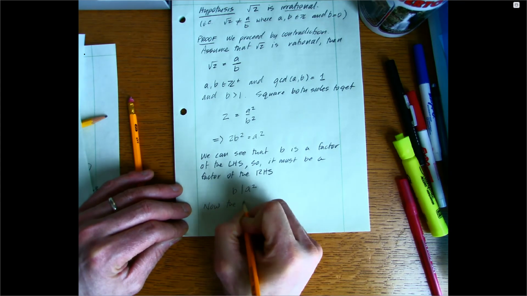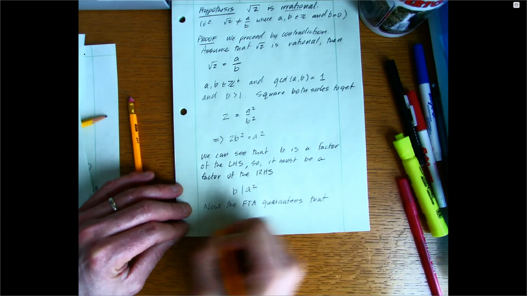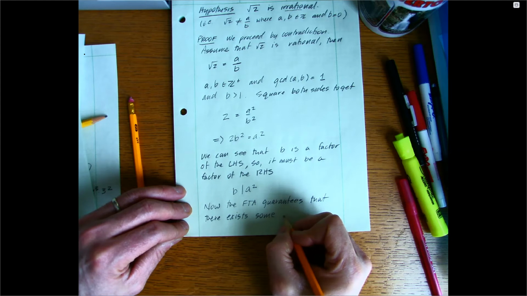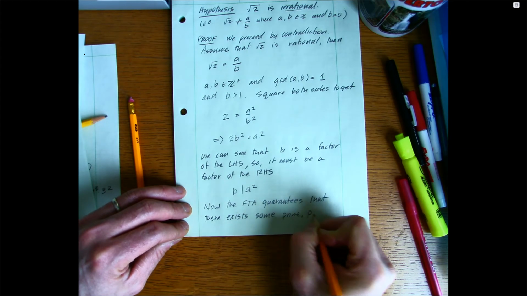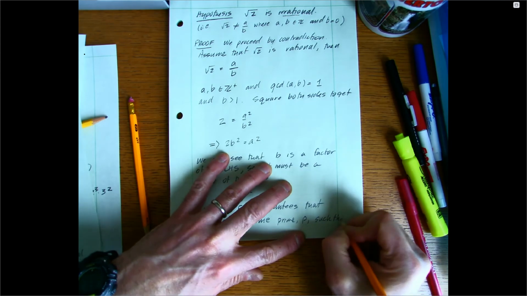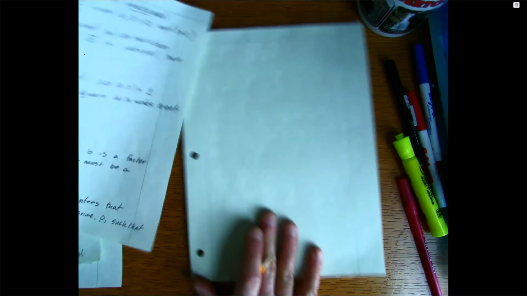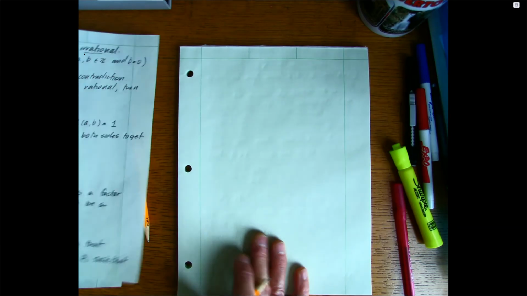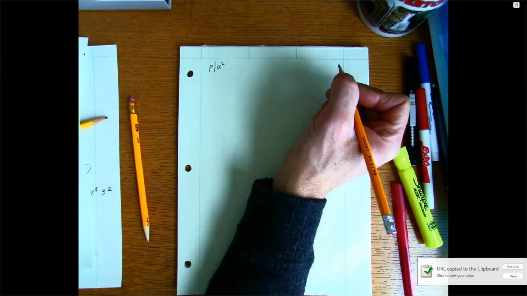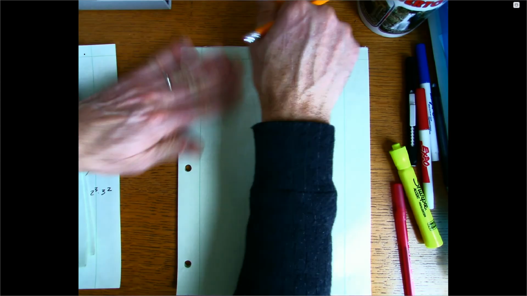Now, the FTA guarantees that there exists some prime, let's call it p, such that p must divide b. Let's think about b first.